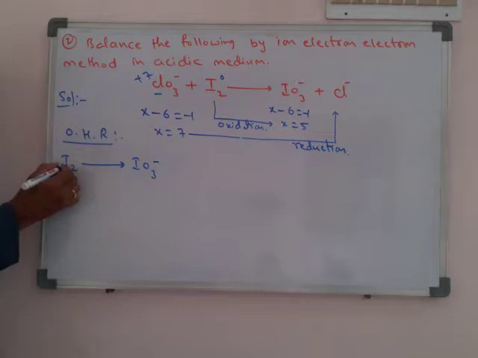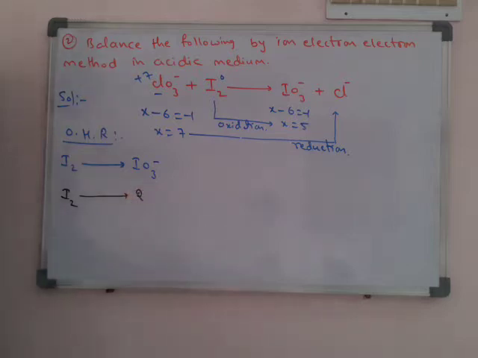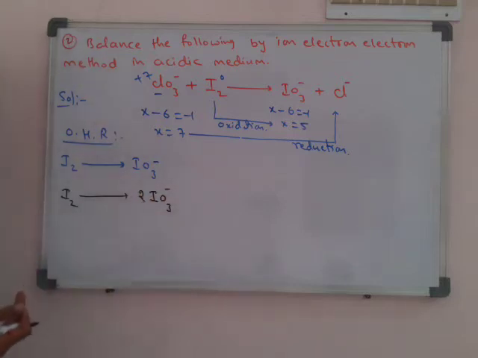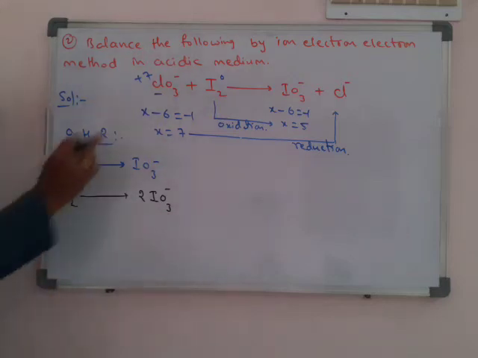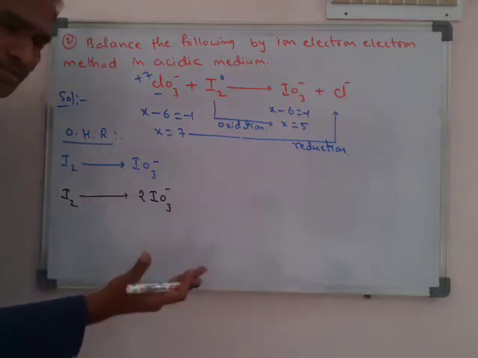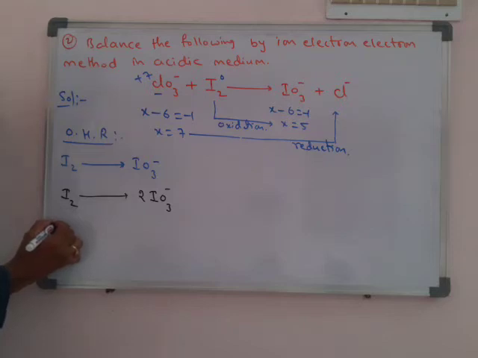Here there are 2 iodines, and here 1 iodine. So simply write 2IO3 minus. Next balance the oxygens. There are 6 oxygens here and 0 oxygen on the other side. Actually, for oxygen, both media are the same. In both media we add H2Os. Here, 6 H2Os.